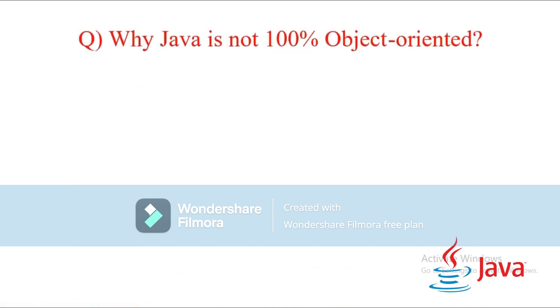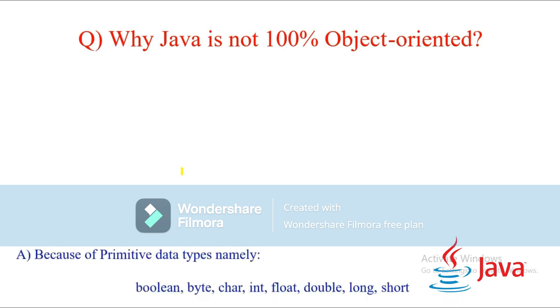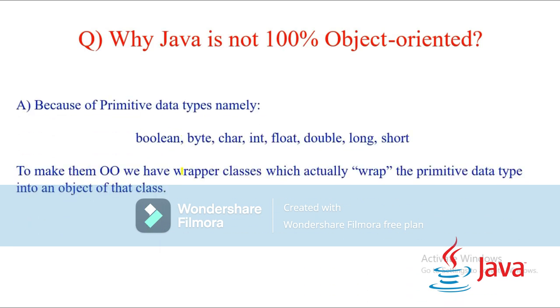So the very first question is, why is Java not 100% object-oriented? This is one of the favorite questions of interviewers. We know that Java is an object-oriented language, but why is it not 100% object-oriented? You answer that because we have primitive data types, namely boolean, char, float, int, double, long, short.